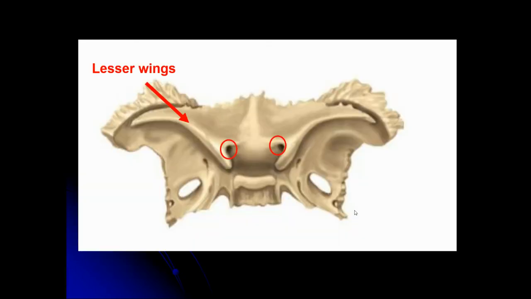So, lesser wings. And if you look at the lesser wings and follow them to where they attach to the body, you'll see a pair of holes. These holes, if you were to poke a stick through here, it would come out in the eye orbit. And what goes through here is the nerve that carries your sense of sight. That nerve is called the optic nerve. And so these are called the optic foramen or optic canals.